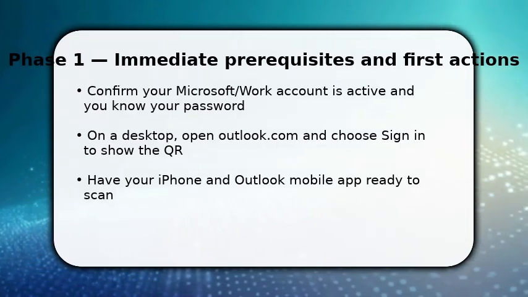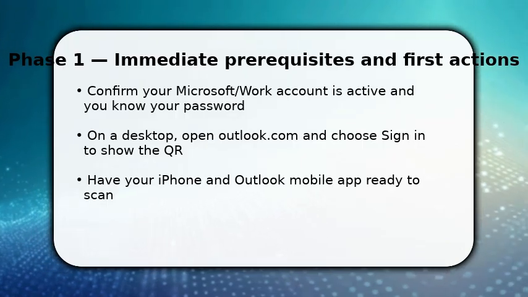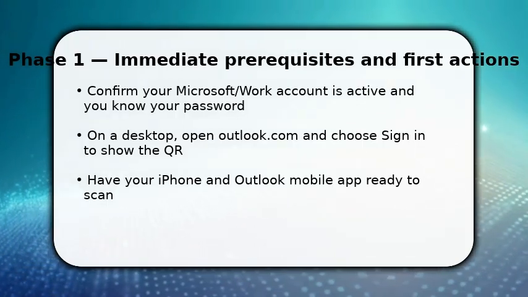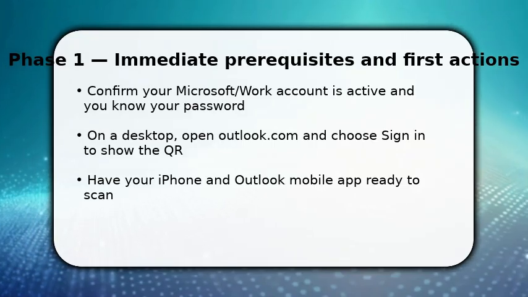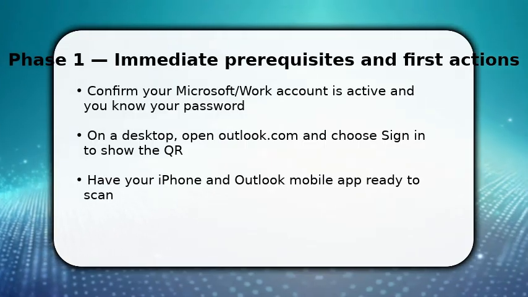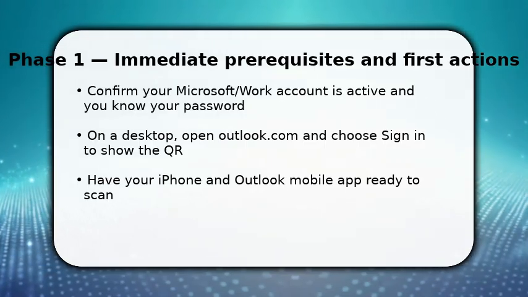Meanwhile, unlock your iPhone, install and open the Outlook mobile app if not already installed. Once done, tap Add Account in the app and select the option to scan a QR code. This is faster and avoids manual typing. It links your phone to the exact account session on the desktop.